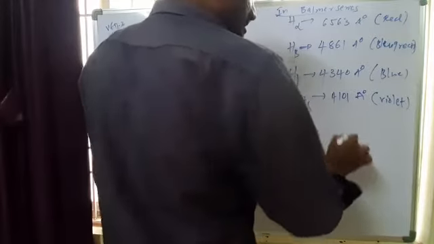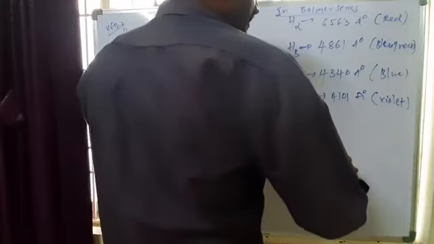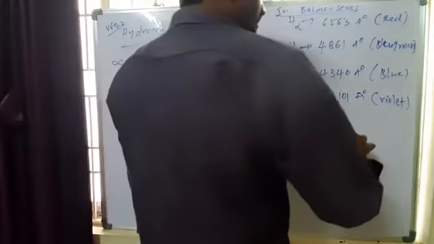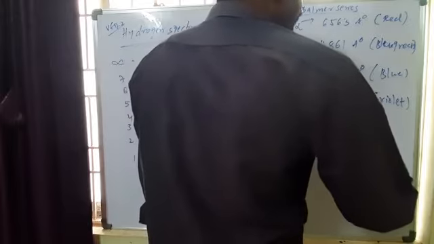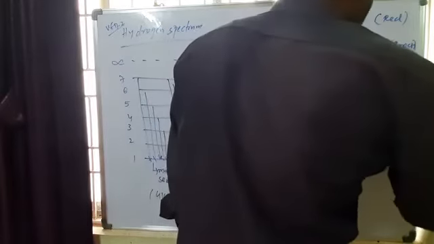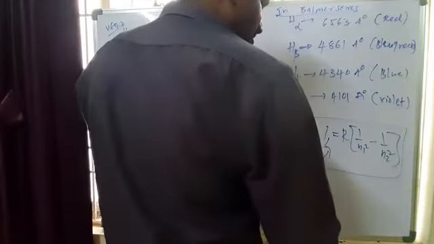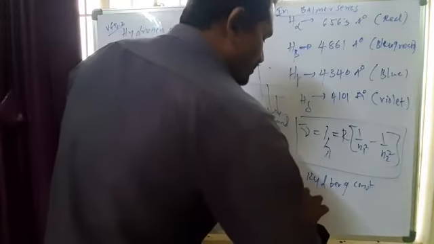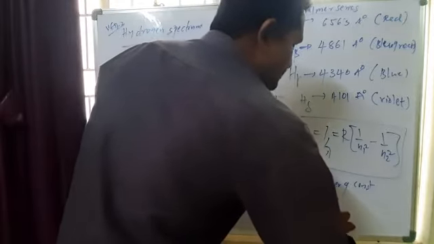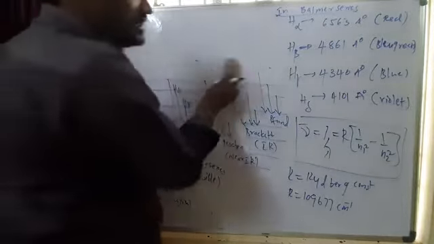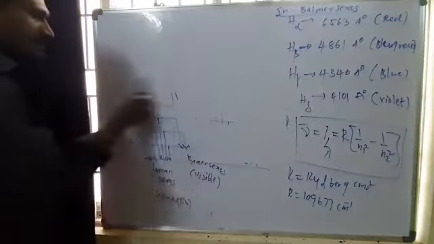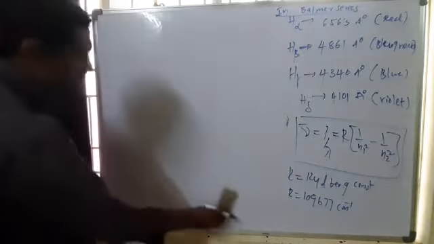formula. So wave numbers and also wavelengths are calculated by using this formula, that is R into 1 by n1 square minus 1 by n2 square. Here R is the Rydberg constant, R equal to 109677 centimeter inverse. For any line also we can calculate the wave numbers by using that formula.